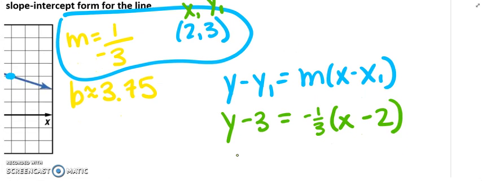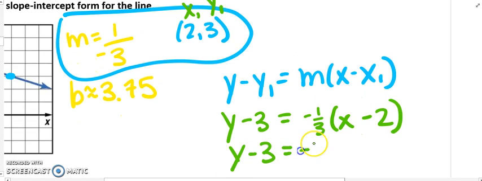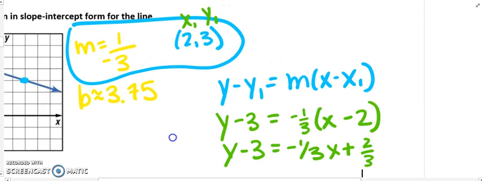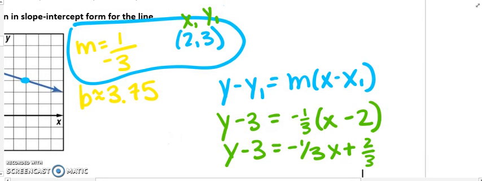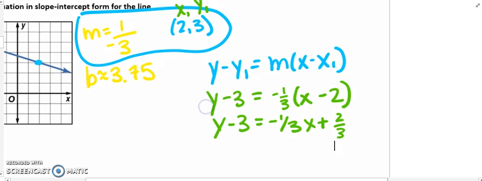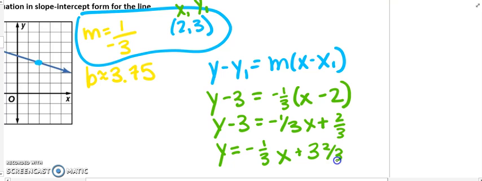We're going to distribute and solve for y. When you distribute, make sure you distribute the slope to that x1, so it's going to be plus 2/3. When we distribute and solve for y, get y by itself, then we have it in slope-intercept form. So I'm going to add 3 over. So I get 2/3 plus 3, which I'm going to call 3 2/3.